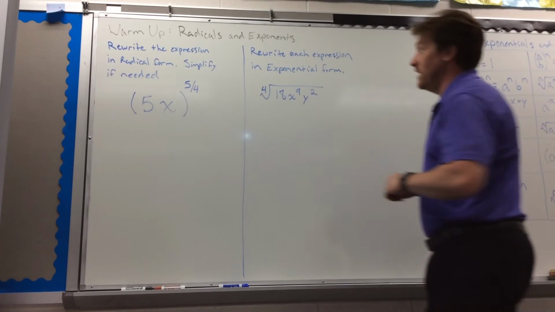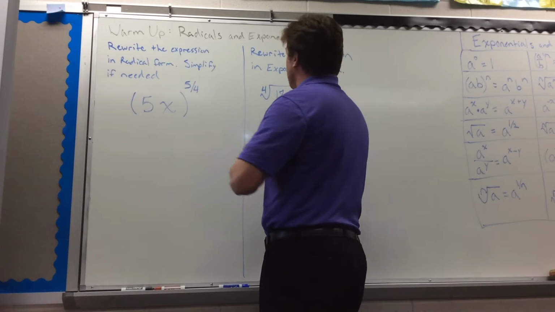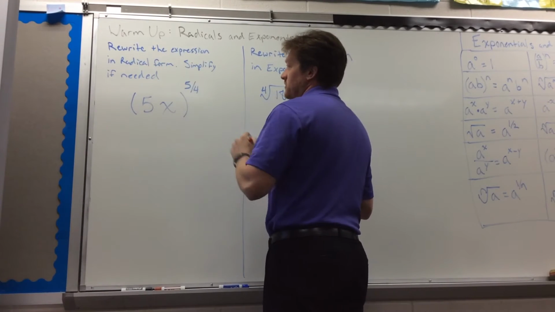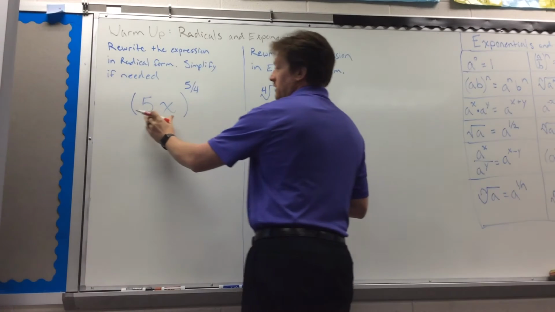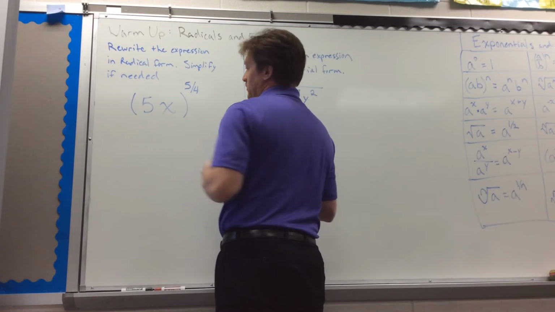Okay, today's warm-up, we're going to go from radicals to exponents to radical, and simplify if needed. The directions here say rewrite the expression in radical form, simplify if needed. So here we've got 5x raised to the 5/4 power. The 5x is inside parentheses.